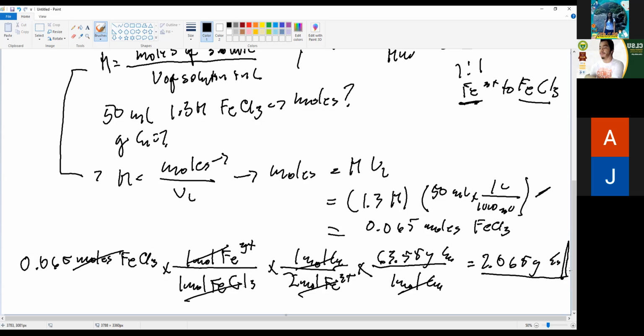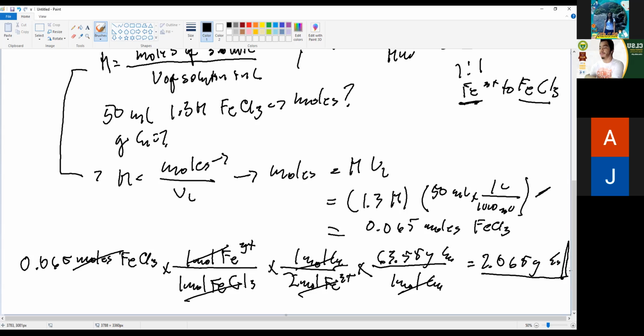So ganun lang. So dapat balance yung reaction. Alam natin yung stoichiometry ng solution. Alam natin yung stoichiometry ng redox. So yun, yung number 2.